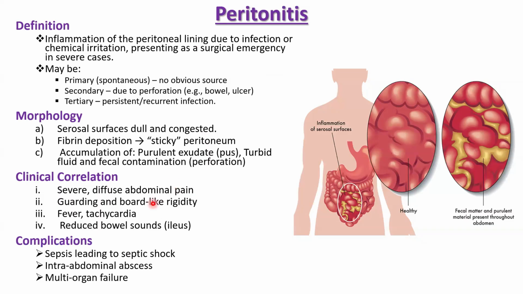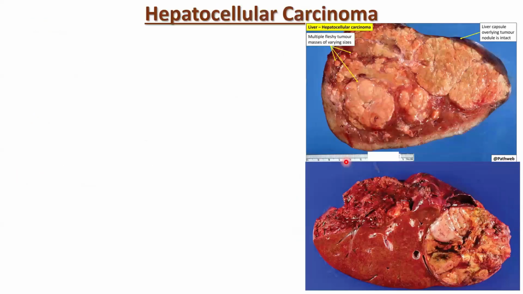Complications: because it's actually bacterial infection, sometimes we'll see sepsis leading to septic shock. Septic shock is actually an emergency. Then you have intra-abdominal abscesses. We can appreciate like we have a mass here. So the mass is due to intra-abdominal abscesses. Then multi-organ failure. So talk about the intestine, the stomach, the liver, the kidneys because of that.